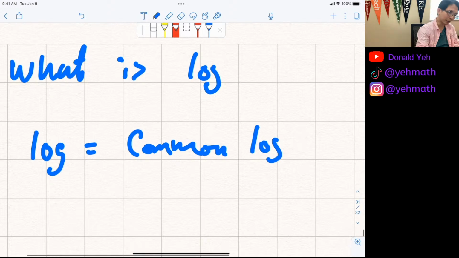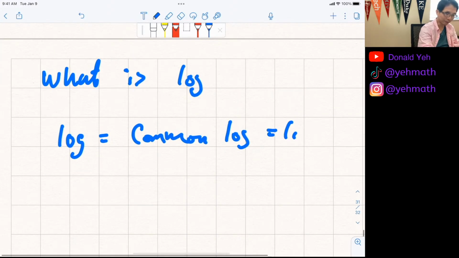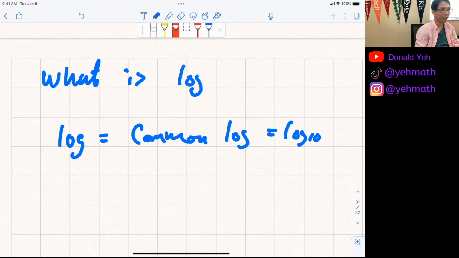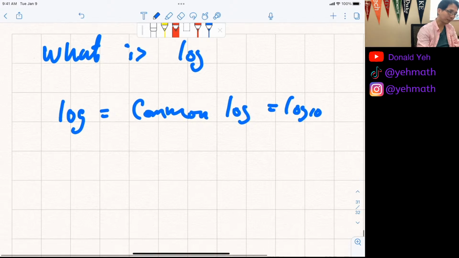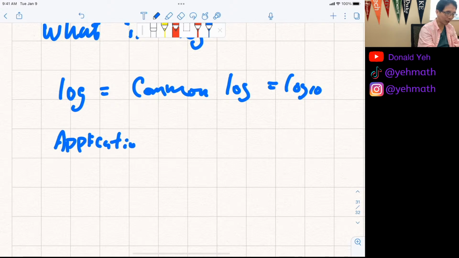Okay, what is log? Log is a common log. What is common log? Log is base 10. If I don't write anything, that's base 10. Like a square root has an implied 2 there, if I don't write anything, log just means log base 10. Got it? So what kind of applications that deal with logarithms do you know? Anytime you use the log button on your calculator, what kind of situation uses logarithms?